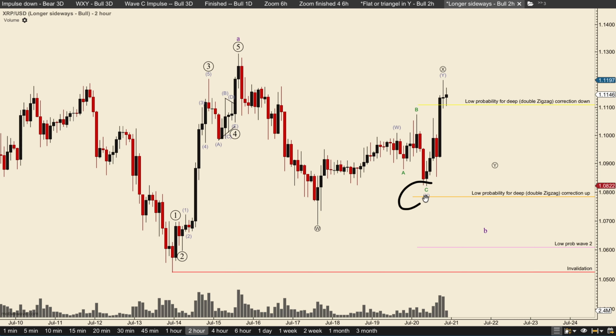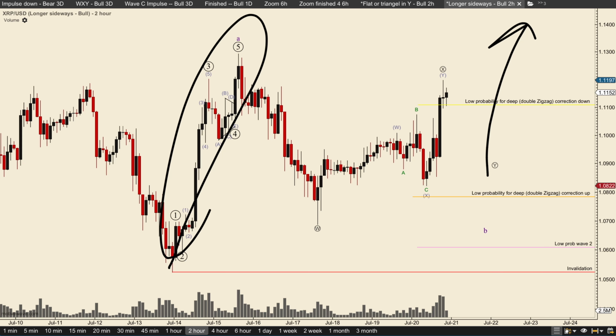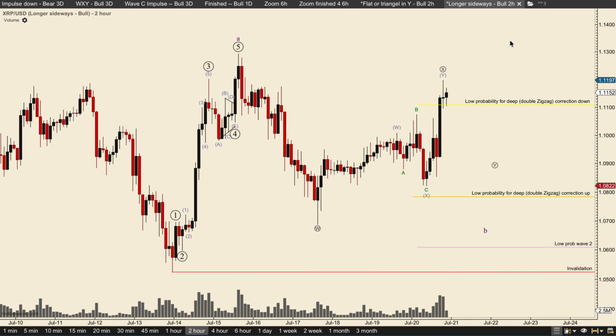So here, we didn't hit this on our way up with this move, so W, X, Y, which increases the probabilities that this is indeed a double zigzag up in this matter. And also same here, low probability wave 2, exactly the same targets as the other one, and also the same invalidation here. But both of these are looking for higher prices just because of this being an impulse in a wave A or a wave 1.